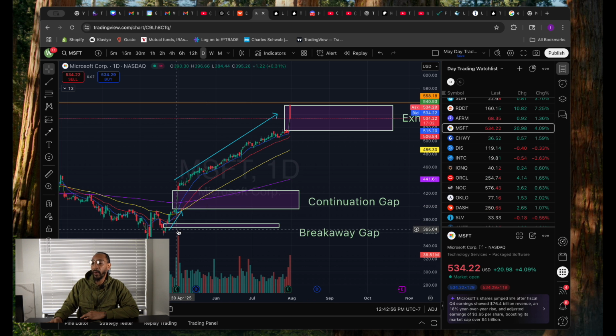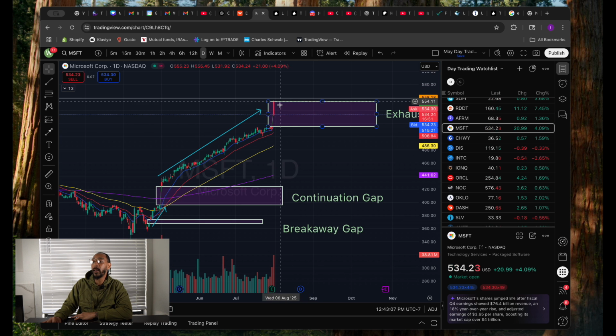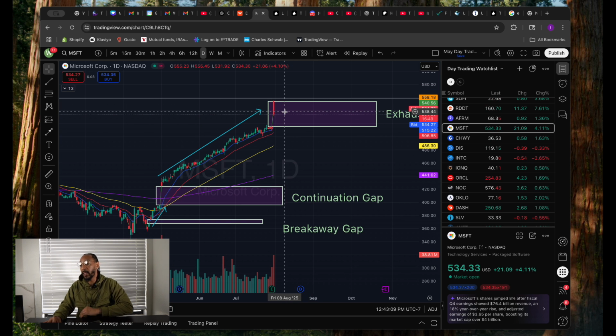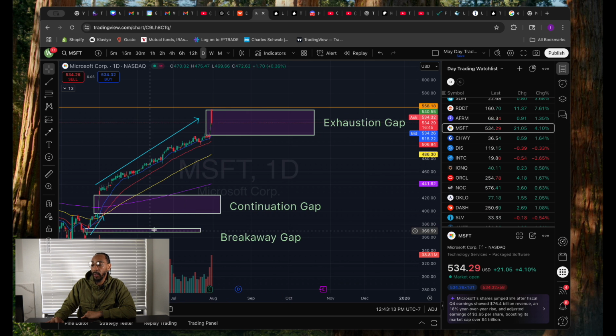So you got breakaway gaps that start the uptrend. Then you got a continuation gap, right? That's a further uptrend. And then you got the exhaustion gap that represents the end of the uptrend. And so looks like Microsoft here. So you got this right here. This is a great example on Microsoft: the breakaway gap, the continuation gap, and the exhaustion gap.